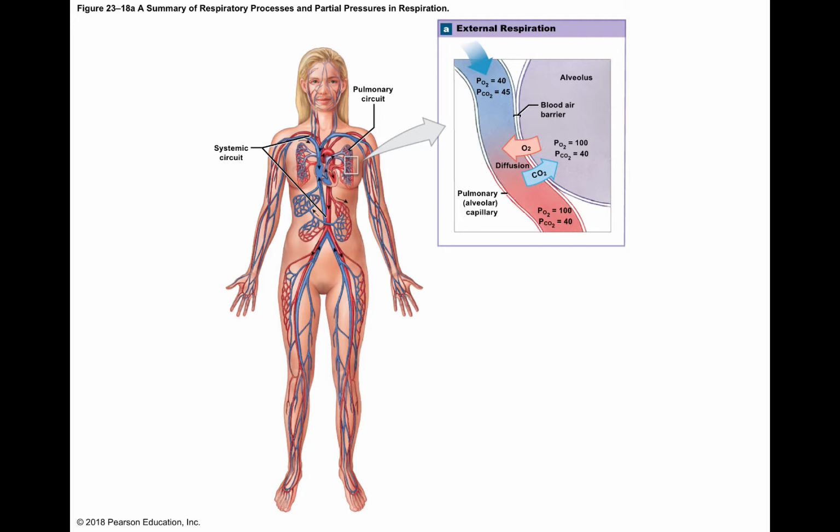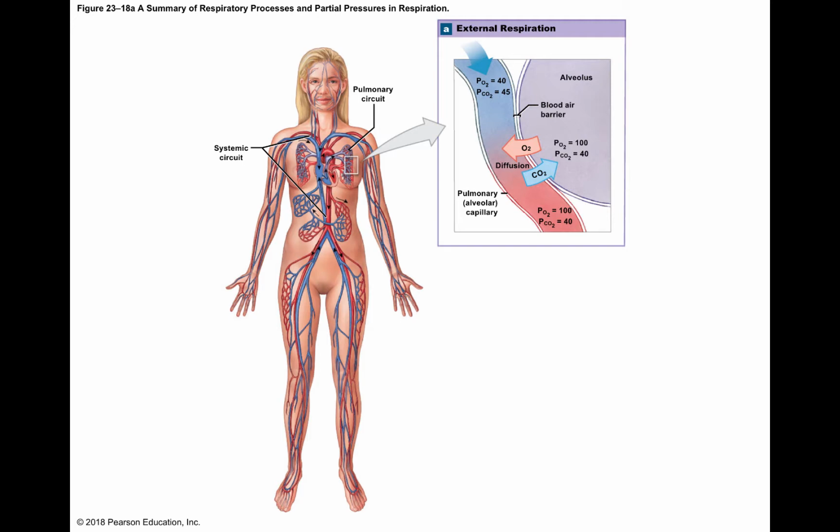So the partial pressure of oxygen that's coming up to that alveolus is 40 millimeters of mercury, right? Inside the alveolus, we have a PO2 of 100. In the blood coming up to the alveolus, we have a PO2 of 40. We said that oxygen molecules will move in which direction? Yeah, they're going to move towards the lower. So oxygen molecules start moving into the blood, right? That's how we're going to get oxygen into the blood.